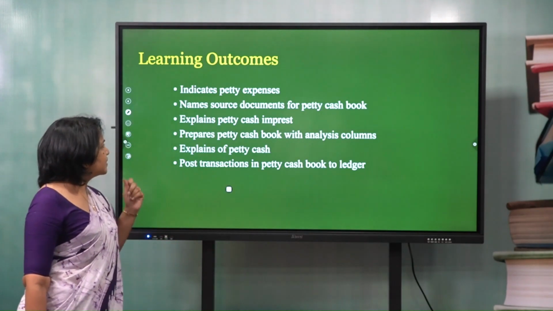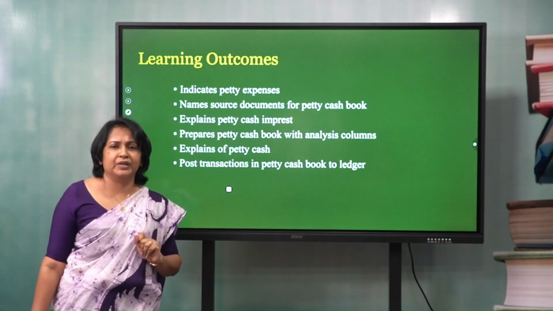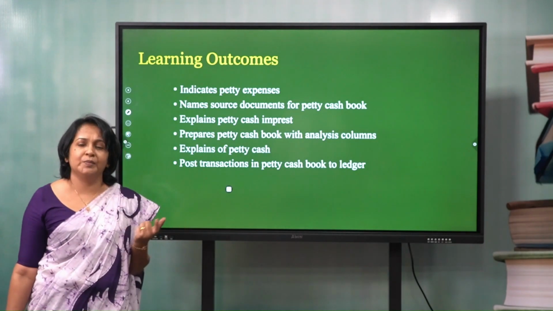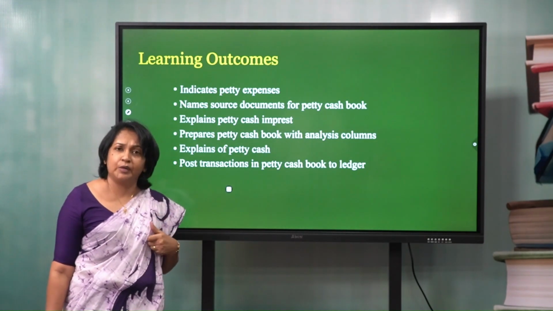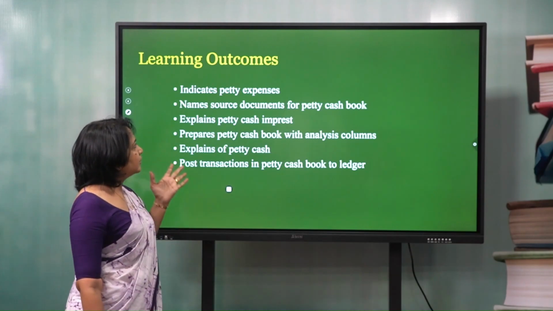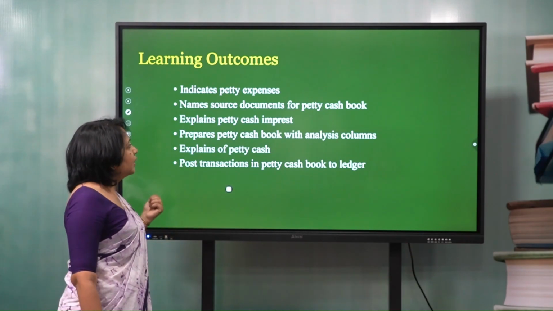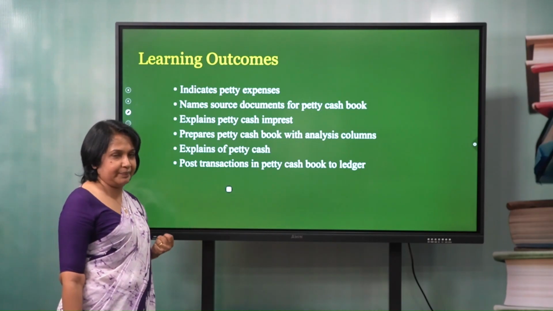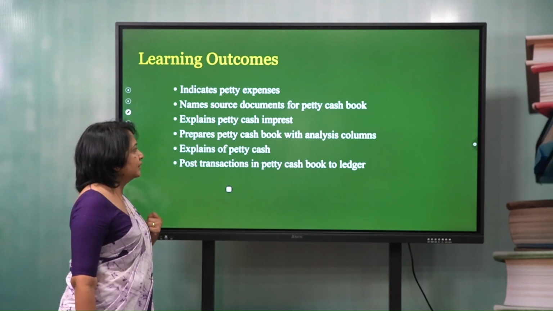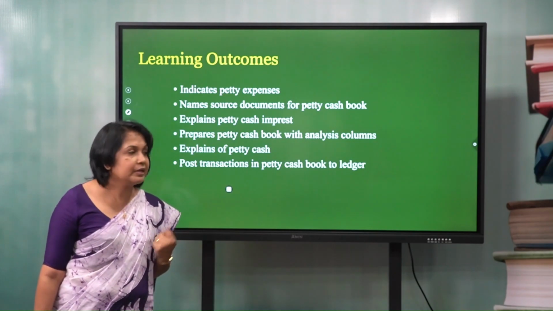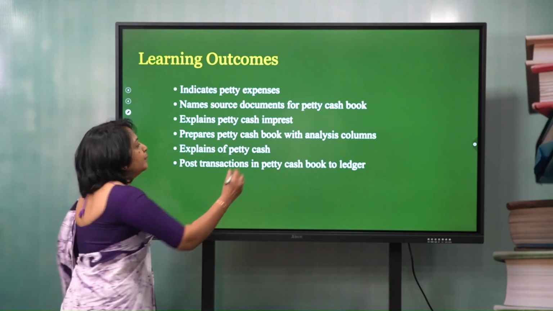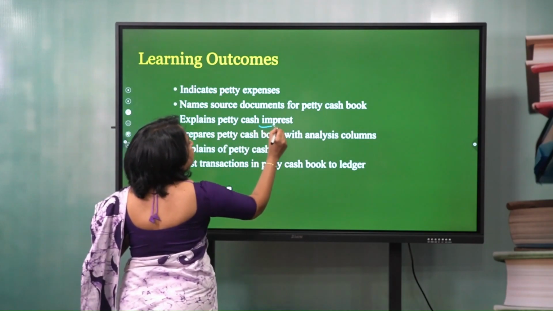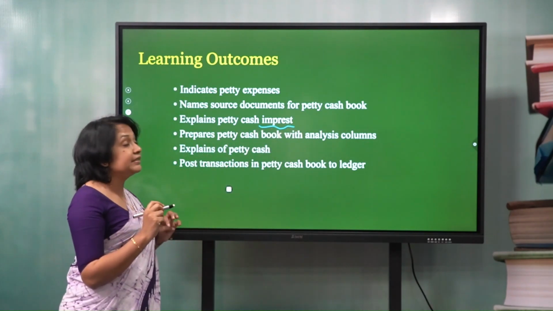So next one is the name source documents for petty cash book. Children, now you know what source documents are. Source documents are the documents where we can get all the details about the transaction. So when we are doing this lesson, we are going to learn about 2 source documents, that is receipts and petty cash vouchers. And children, in this lesson, you are going to learn a new word called petty cash imprest. It's a new word for you. We are going to learn that also in detail.